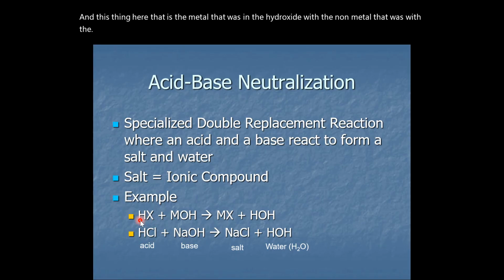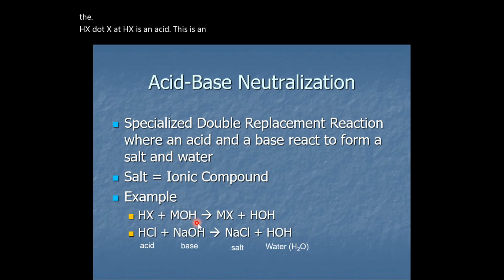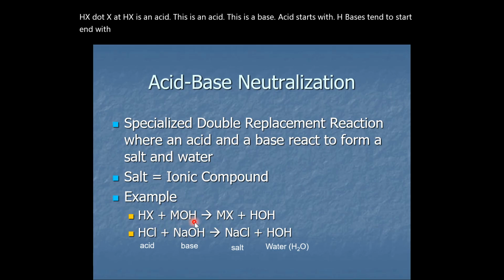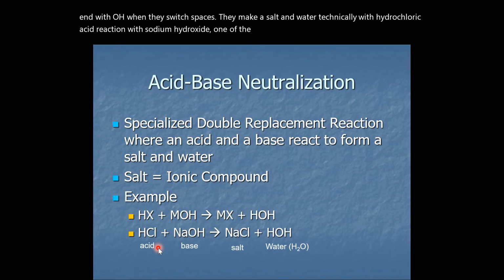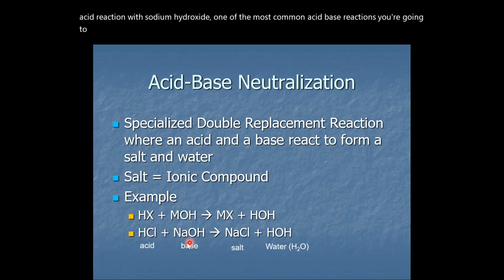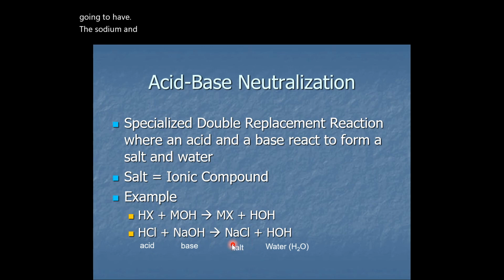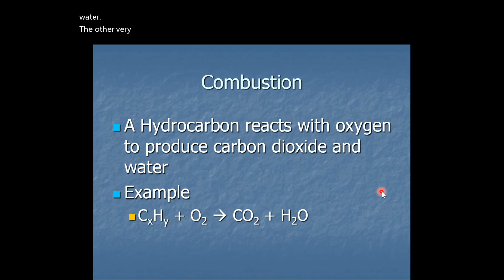That HX is an acid. This is an acid. This is a base. Acid starts with H. Bases tend to end with OH. When they switch spaces, they make a salt and water. Technically, with hydrochloric acid reacting with sodium hydroxide, one of the most common acid-base reactions, the sodium and the chlorine pair up to make salt, table salt actually, and the H and the OH make water.